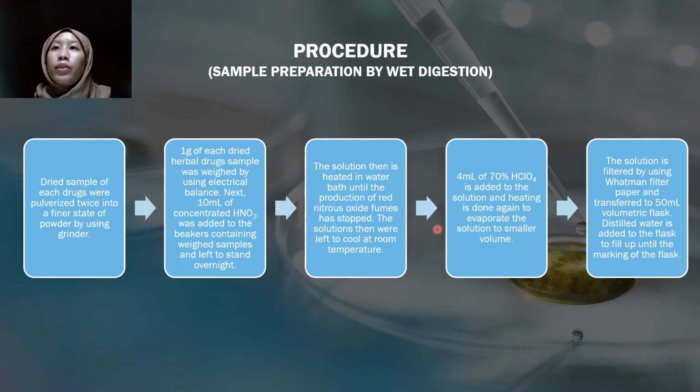Next, 4 ml of 70% perchloric acid is added to the previous solution, and heating is done once again to evaporate the solution to a smaller volume. Before the sample can be used for AAS, the solution is filtered by using Whatman filter paper and transferred to a volumetric flask, and distilled water is added to dilute the solution.